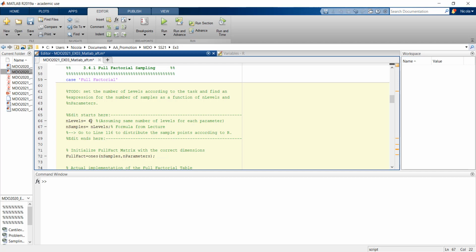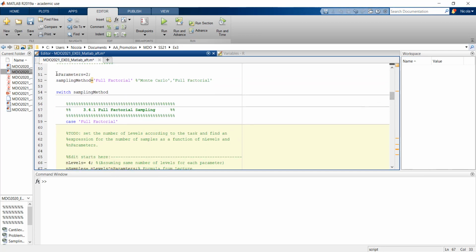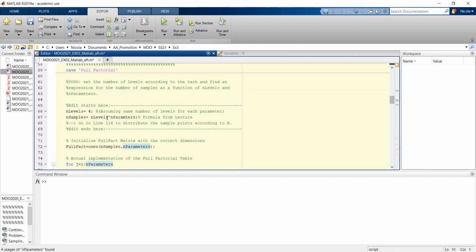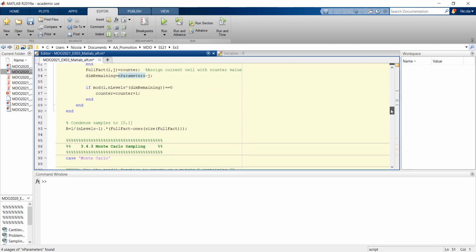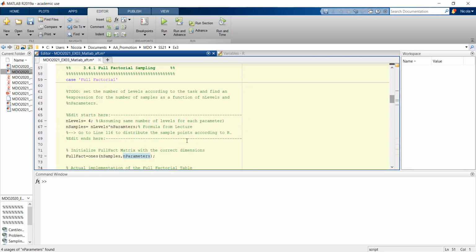That's number of levels to the power of number of parameters. So n parameters is given up here, that's 2, L and I, and so we compute the number of samples. Now it says here we have to go to line 116 to distribute the sample points according to R.